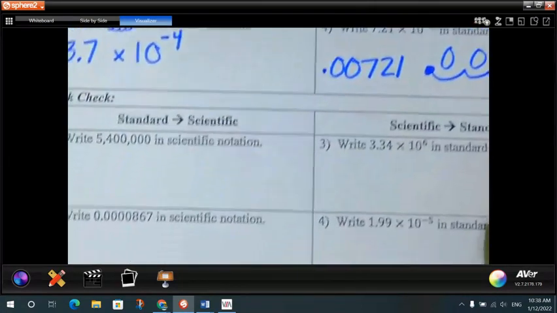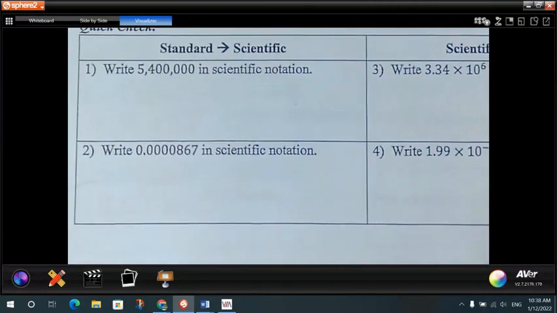Okay, let's go down to the quick check. And if you're watching this at home, I think it would be better for you to pause the video right now and try these 4 on your own and then press play again when you're ready to check.